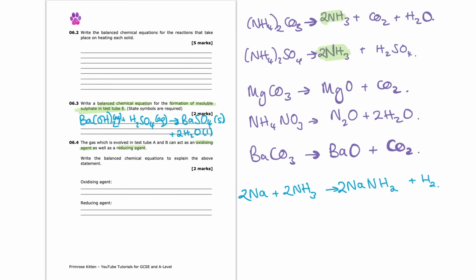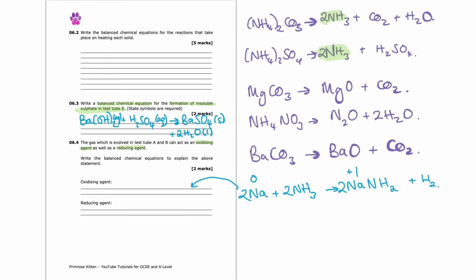We can see that because if we look at this, we go from an oxidation number of 0 up to +1. So we can clearly see that the sodium has been oxidised, which means ammonia has been the oxidising agent. So that would be what I would write as my example for it being an oxidising agent. Of course, you could use other metals as well, that would work as well.